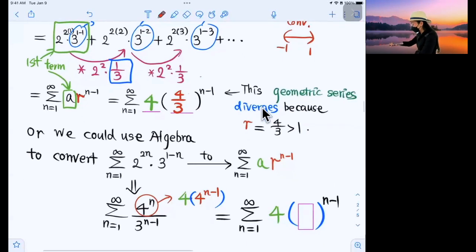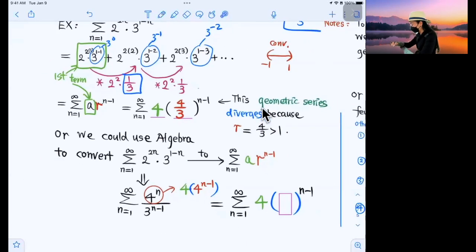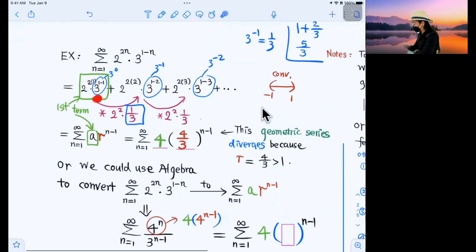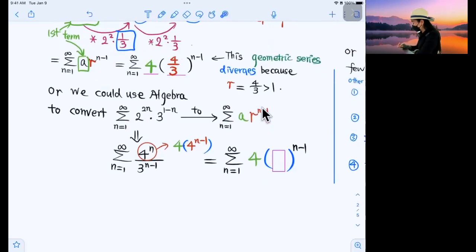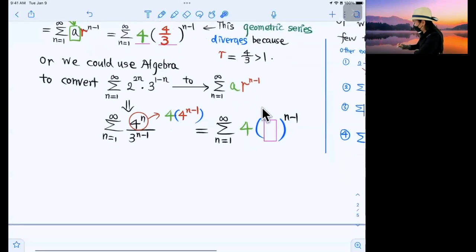Okay. Now another way to see this geometric series, instead of writing out the first couple terms, you can actually use algebra. How can I convert this into this form? The first one here has 3 to the 1 minus n. So it's the same as, let's write down, 3 to the 1 minus n is the same as 3 to the opposite of n minus 1, right?